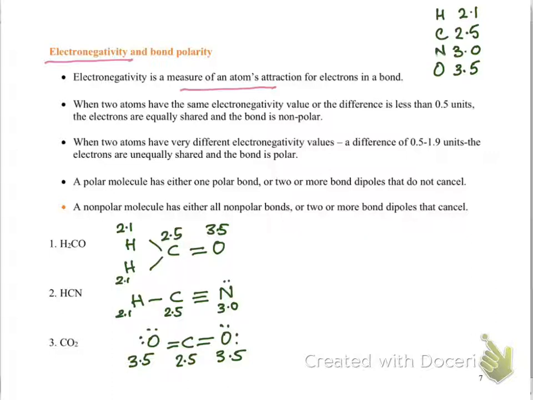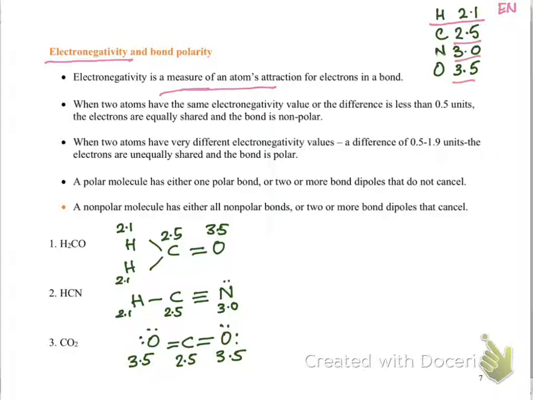So for example, these are the electronegativity values. Hydrogen electronegativity value is 2.1, carbon is 2.5. Carbon electronegativity value is higher than hydrogen. What does that mean? That means if you put the electrons between carbon and hydrogen, they are more towards carbon, because carbon has higher attraction for the electrons. Nitrogen is 3.0, oxygen is 3.5.